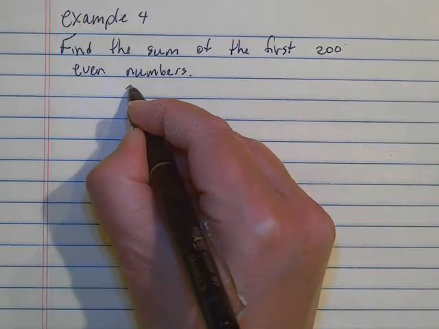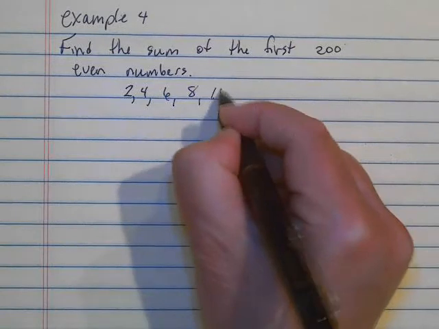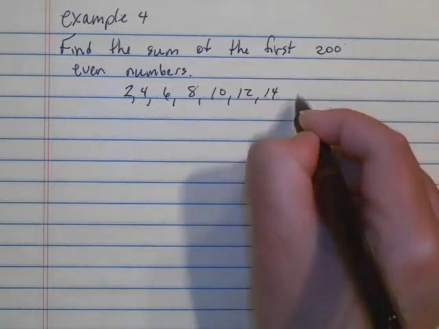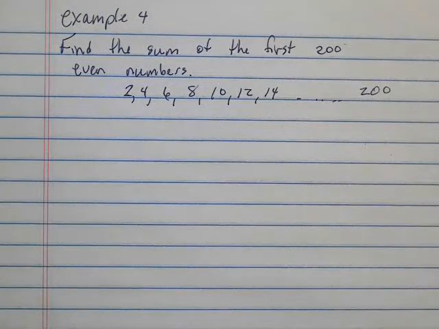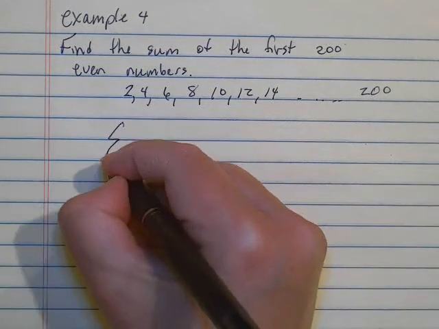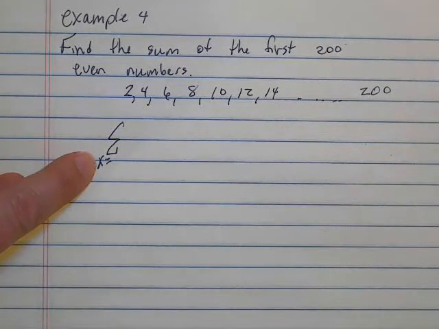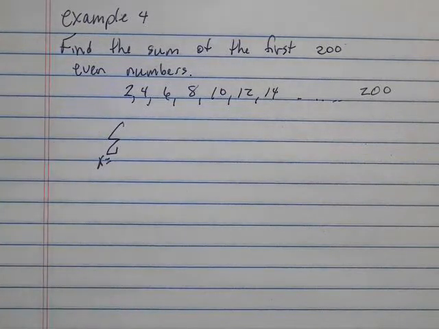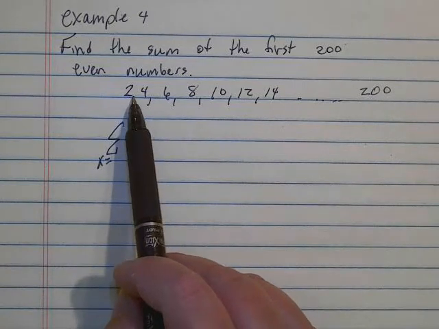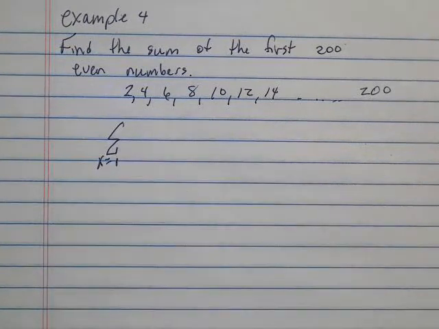If I was finding the sum of evens, I would have 2, 4, 6, 8, 10, 12, 14, until I got all the way up to 200. So what makes this one a little difficult is when you set it up into summation notation, you have to really think about what your first term and your last term are, like the number of numbers that you're adding. I know that I'm going to start with the first even number.